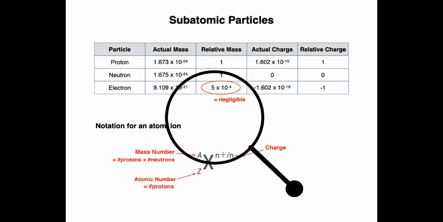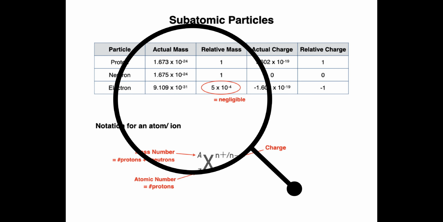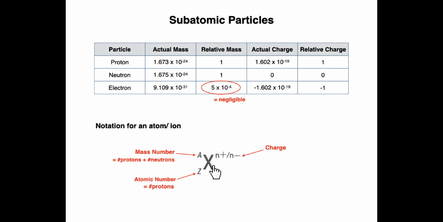Now, let's take a look at the shorthand notations for an atom and ion. First, X refers to the type of element in interest. A, the mass number, refers to the total number of protons and neutrons. Z, the atomic number, refers to the number of protons in the nucleus. In an atom, Z will also refer to the number of electrons.